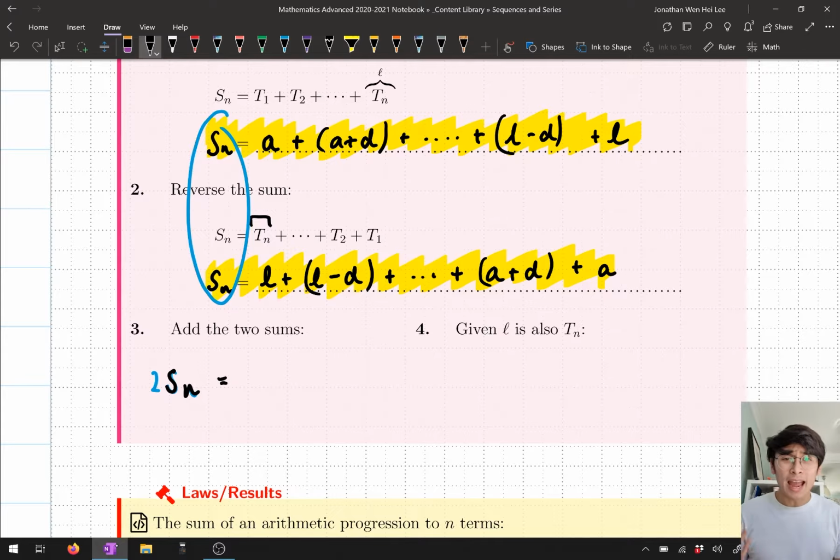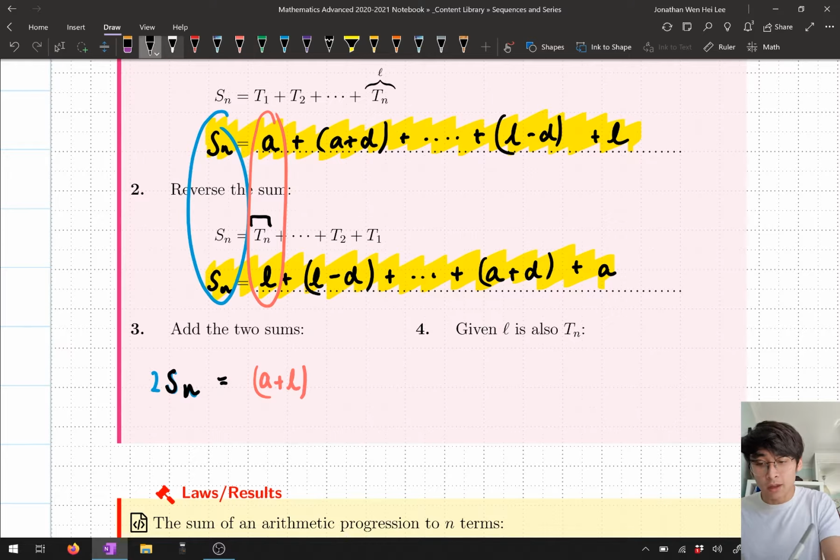Now, on my right-hand side, when I add this together, what's going to happen? Well, if you have a look at each of the terms I'm adding, and the reason why I've rewritten it in reverse notation is so that we can actually see this, if I have a look at the first pair, I've got A plus L. So here I've got A plus L.